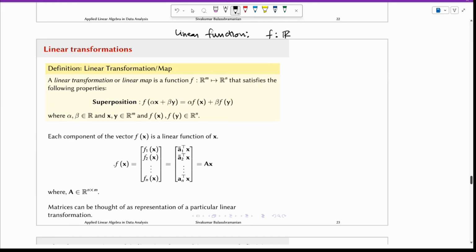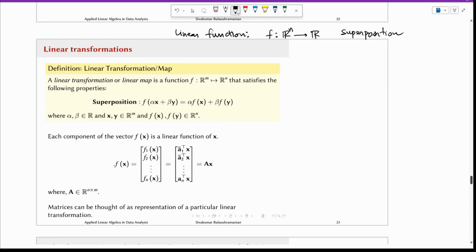Well, this is in general a function that maps elements from Rn to a real number, and it must satisfy the superposition principle. Right? A linear transformation is simply a generalization of that definition. In fact, linear functions, we'll see, are a special case of a linear transformation or linear map.